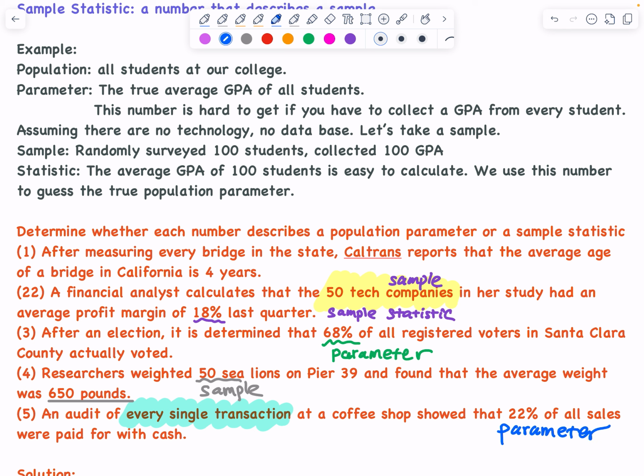So let's see. The first one is a parameter, and then a statistic, and then a parameter, statistic, and then a parameter. All right, so that is the end of this video.